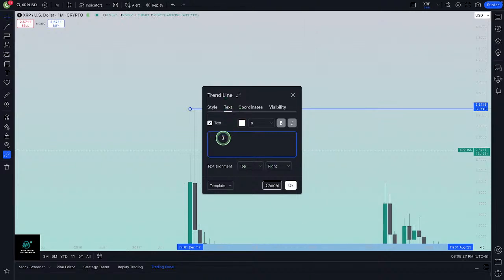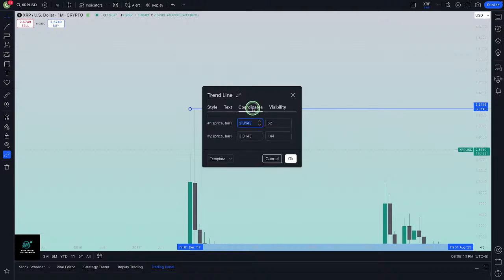You can add a text. So for example, I'm going to put all-time high, $3.31. I want to put it at the top and at the right. I want to make the number a little bit bigger. And then I want to go to coordinates.